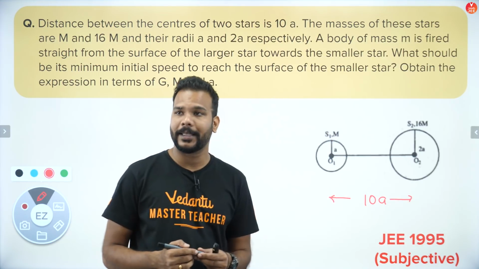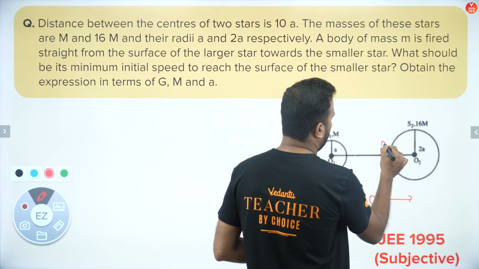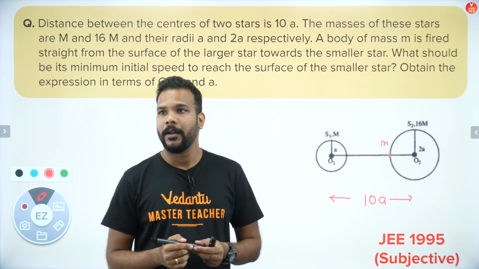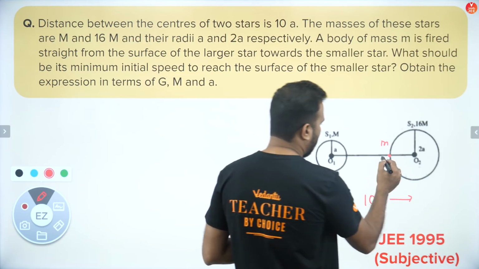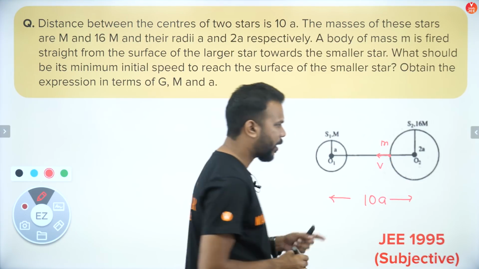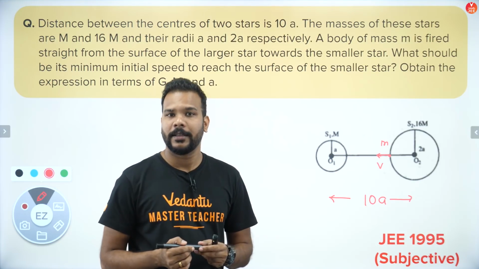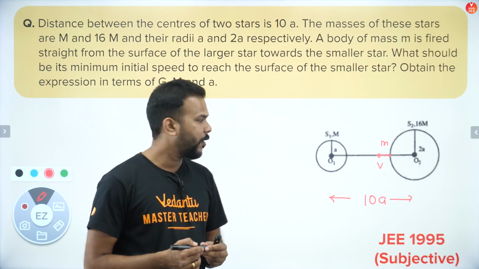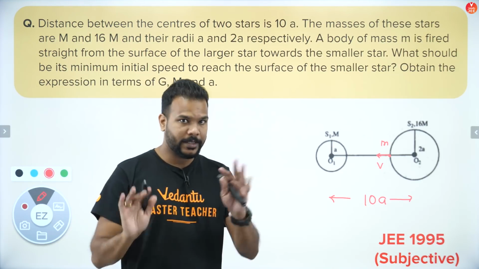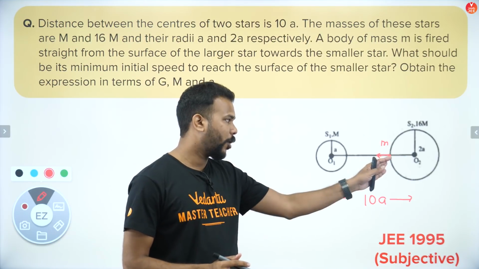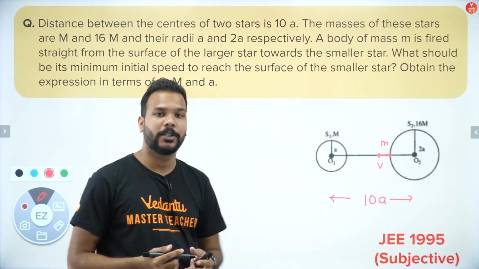Their centers are separated by this, and now we are launching a body from here whose mass is small m. From the bigger star we are going to launch a body of mass m, and the question wants us to calculate the minimum velocity that we should give this body at the surface of the bigger star so that it successfully reaches the surface of the smaller star. We have to find our expression in terms of capital G, capital M and a. Is the question clear? We have to send this body of mass small m from the gravitational field of the bigger star to the gravitational field of the smaller star.